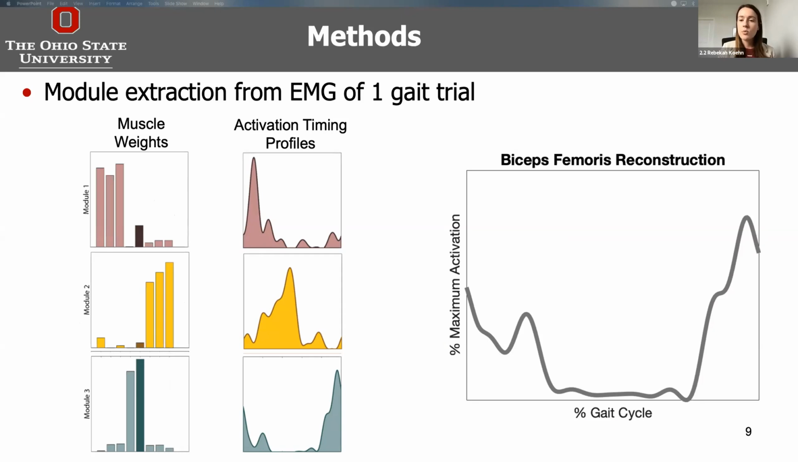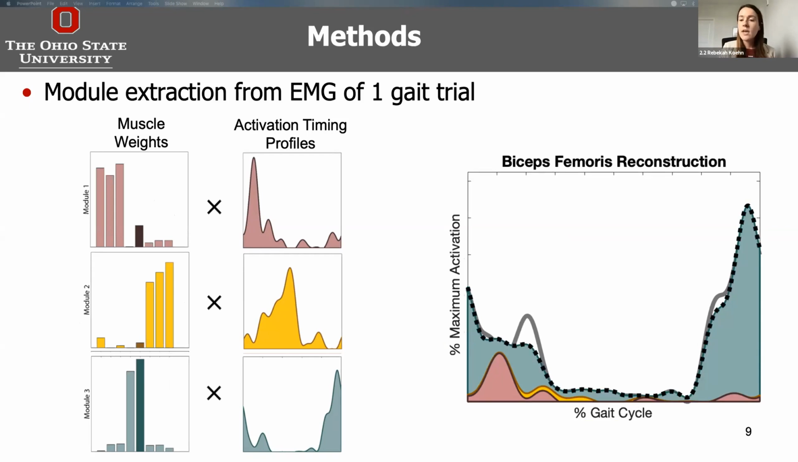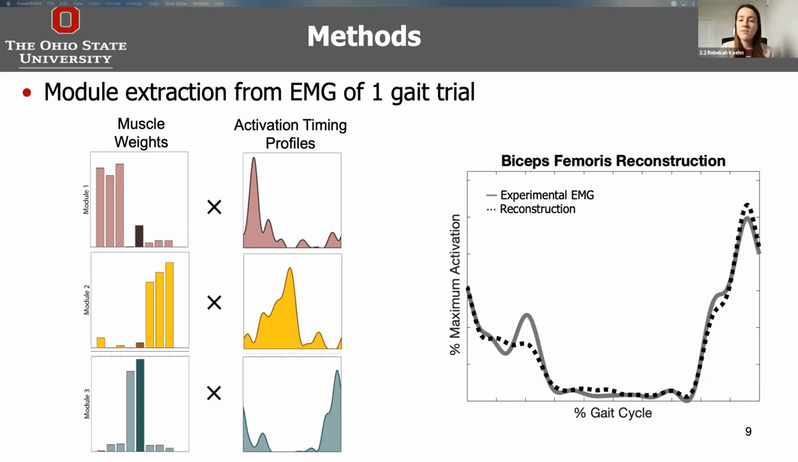All 8 muscles were weighted within these modules, and we can see the weight of the biceps femoris darkened in each module. By multiplying the muscle weights by their respective activation profiles and summing the module contributions, we can reconstruct a waveform for the biceps femoris which closely matches the original EMG.